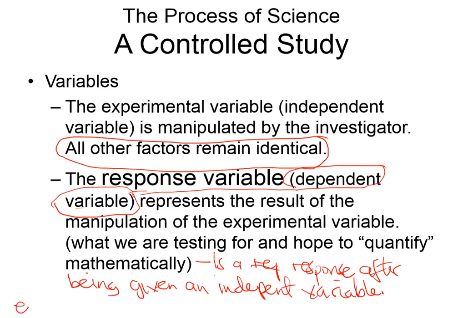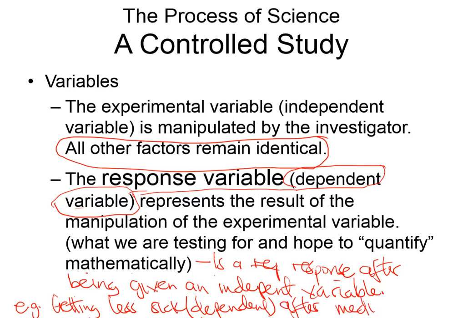So, for example, getting less sick. This is a dependent variable. After medicine, which is an independent variable. So a dependent variable is a result of an independent variable.